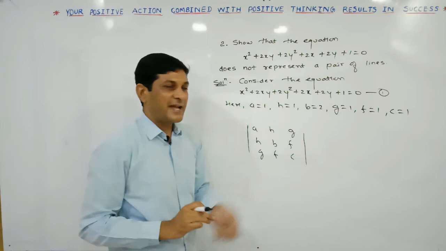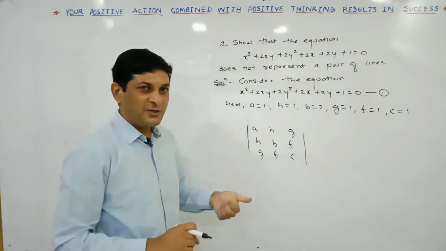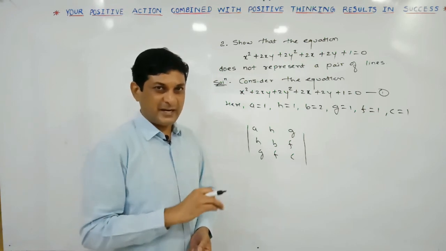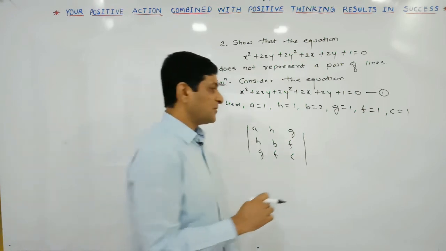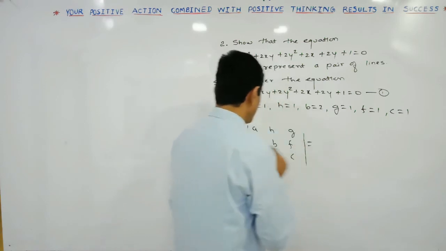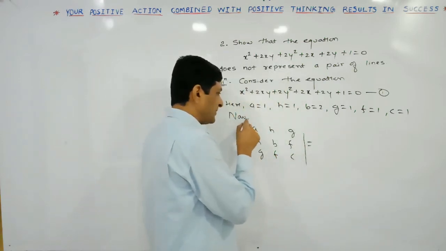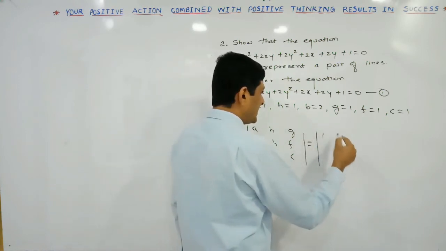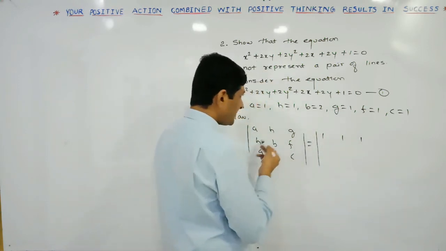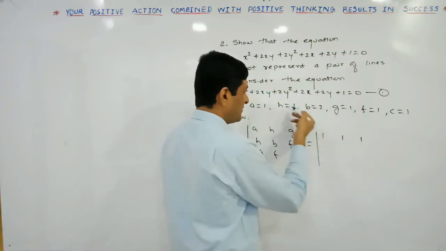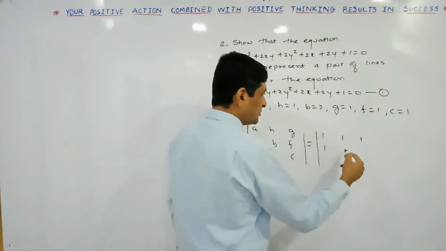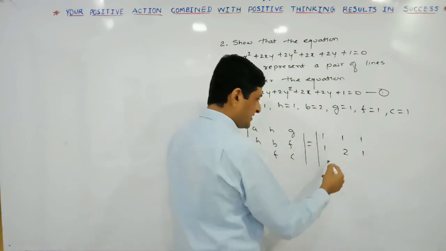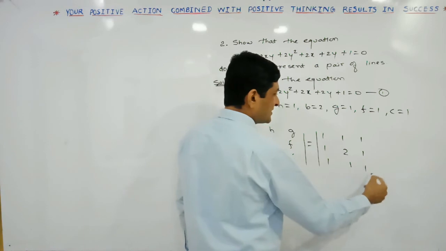Once all these 6 values are known to us, substitute the values in this determinant. This determinant is also called what? Discriminant. Discriminant of the general equation of second degree in x and y. So now we are finding the value of this determinant. Replace a by its value 1, h also by its value 1, g by its value 1, h again by its value. What is the value of h here? 1. b is equal to 2, f is equal to 1, and g we already know its value is 1, f is also 1, and c is also 1.